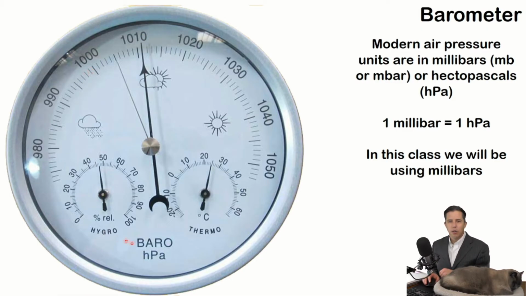So here's another barometer. This is using HPA, hectopascals, which again, for this class, is the same thing as a millibar. Just another way of writing it. And again, you see the numbers are in the 900s to the low thousands.